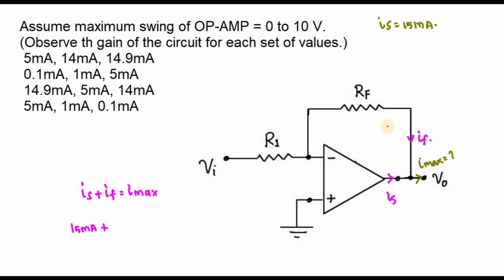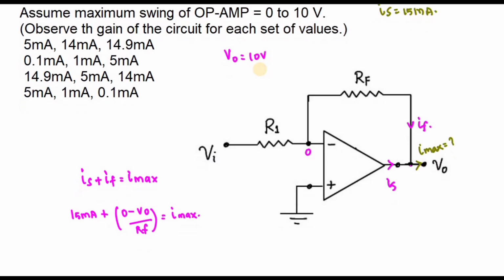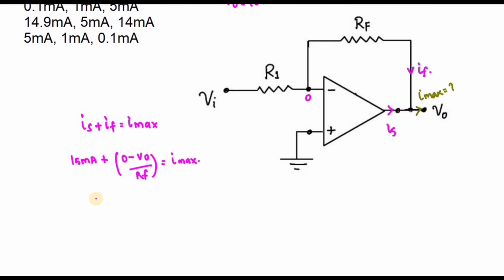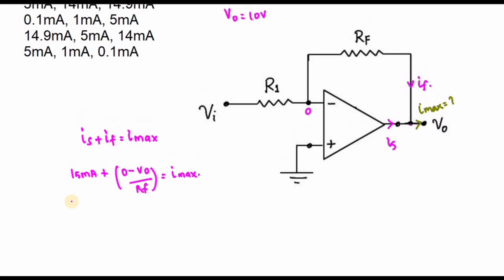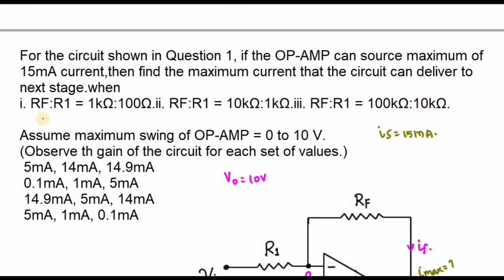So what is IF? IF is nothing but, this is 0 volt, so 0 minus V naught, this is nothing but V naught, right? So 0 minus V naught divided by RF is equal to Imax. This is what I need to find. They have given the maximum voltage swing. The V naught value is equal to 10 volt. So we substitute here. For the first value, RF is 1K.